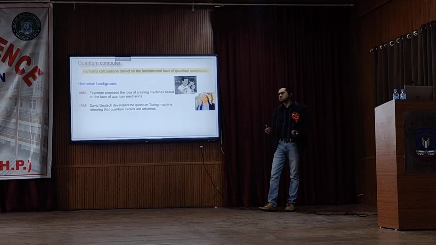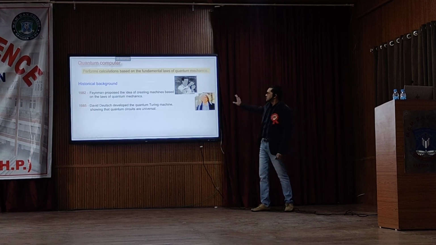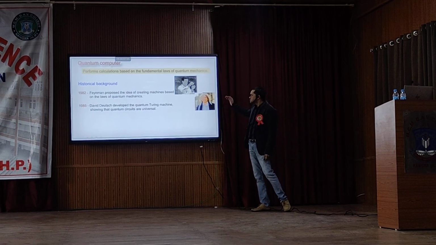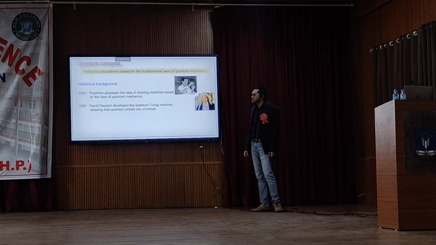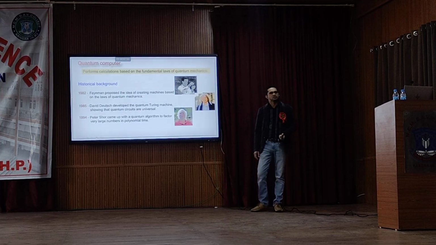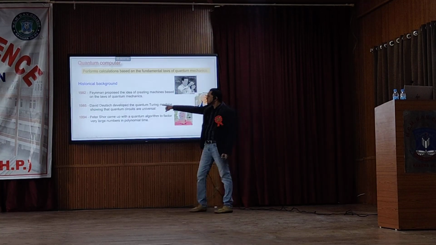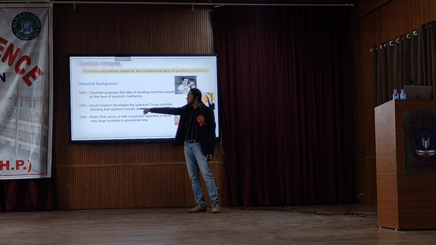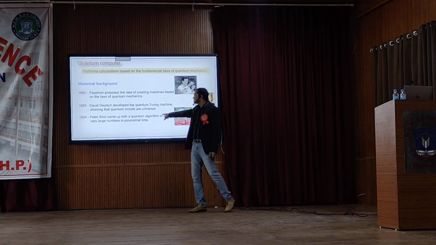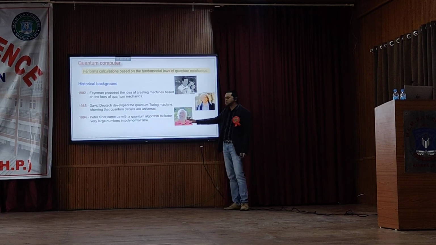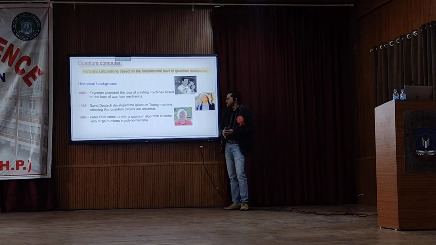Then David Deutsch developed a quantum Turing machine and made the quantum circuit for those computers. Then Peter Shor, and these are happening in not-so-distant times, 85 and 94. Peter Shor came up with the algorithm for how one can factorize a very large number.